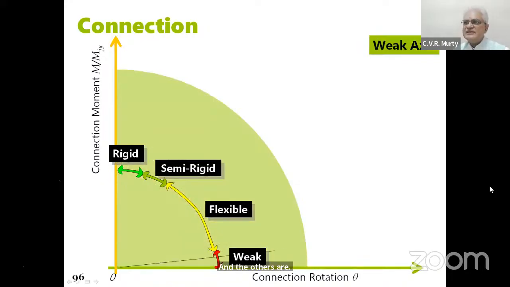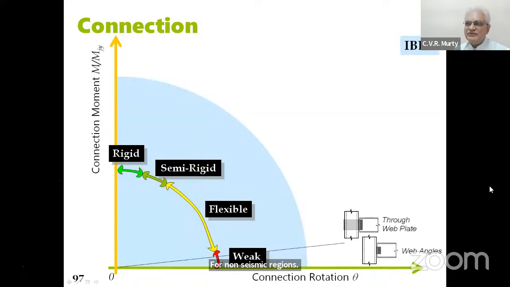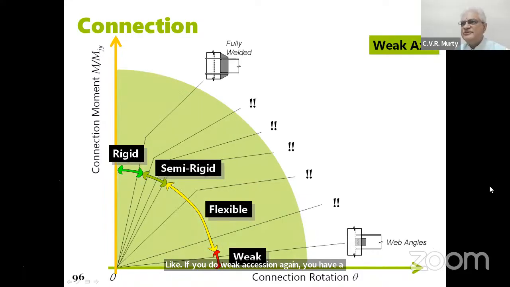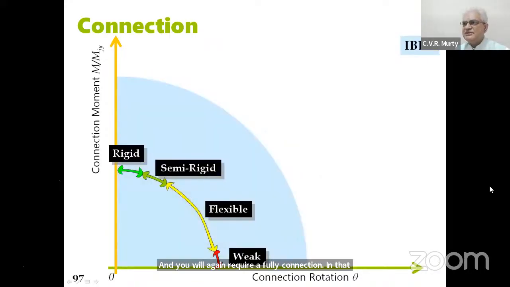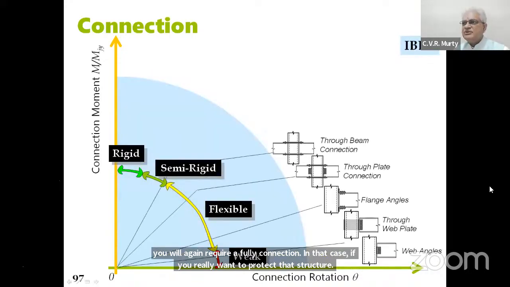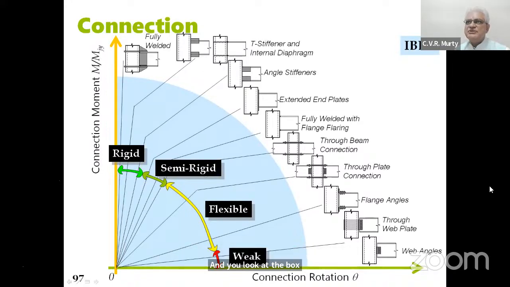Like if you do weak axis connection, again, you have a spectrum of them. And you will again require a fully welded connection in that case if you really want to protect that structure. And you look at the box column beam connections also, the story is not too different. Again, you're seeking a fully welded connection.